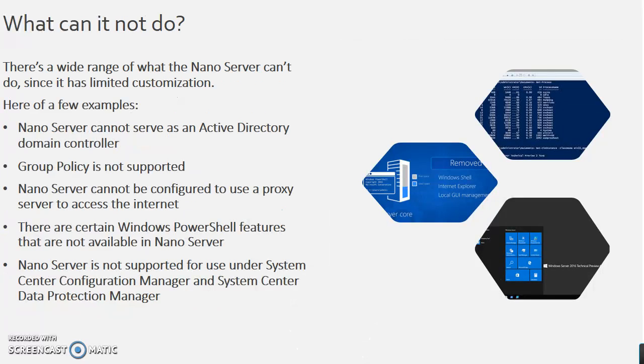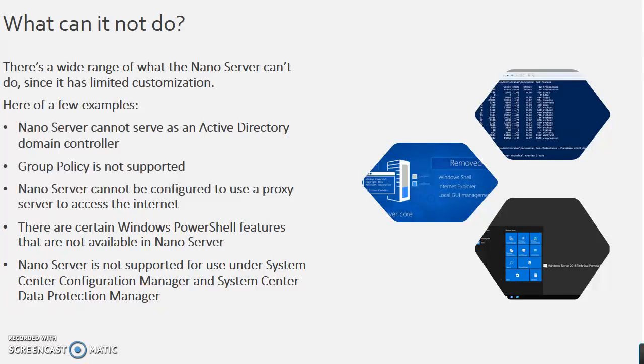What can it not do? There's a wide range of what the Nano server can't do since it has limited customization. Here's a few examples, but there's a list of more, and that list is in my works cited page. Nano server cannot serve as an Active Directory domain controller. Group policy is not supported, so you can't use that. Nano server cannot be configured to use a proxy server to access the internet. There are certain Windows PowerShell features that are not available in Nano server.